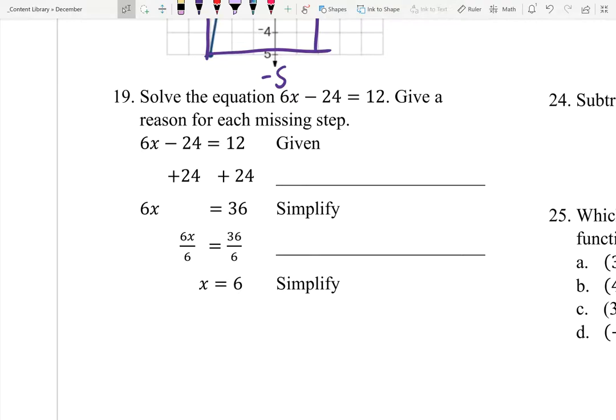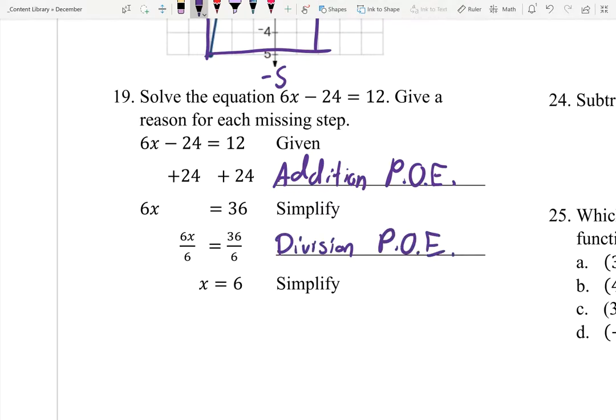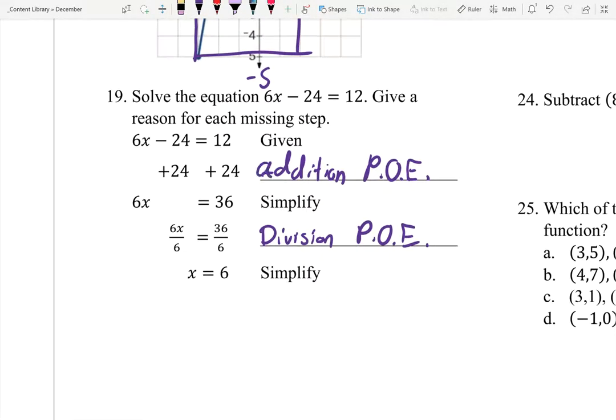So what's happening here? We have the equation, right? Solving for x. And here we're adding 24 to both sides. Adding 24 to the left side, adding 24 to the right side. This is the addition property of equality. And then this one here, you're dividing both sides by 6. So you can do that based on the division property of equality. So it's a really simple question. Just basically, what is this, right? It's addition. What is this? It's division. You guys should be able to handle that pretty easily, I would hope.